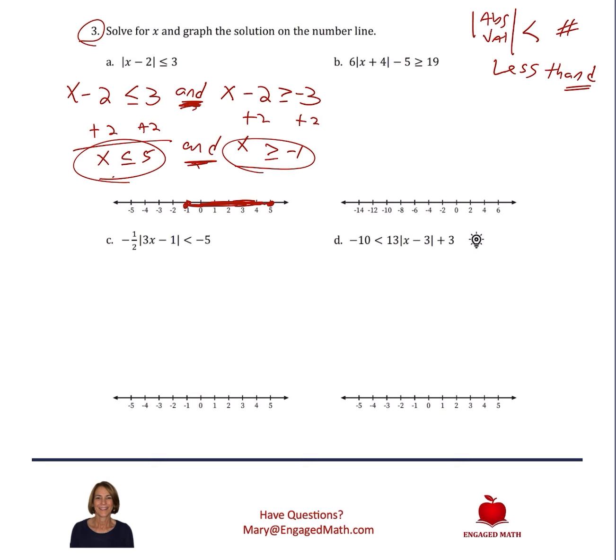Okay, let's look at the next one. First thing we have to do is isolate that absolute value. So I'm going to add 5 to both sides. So that's a plus 5 there, just a little bit messy. And we have 6 times the absolute value of X plus 4 is greater than or equal to 24. Divide both sides by 6. I'm not going to show all the work for that, but I'm dividing both sides of that inequality by 6. The absolute value of X plus 4 is greater than or equal to 24 divided by 6, which is just 4. Okay, so now we are ready for our two inequalities.